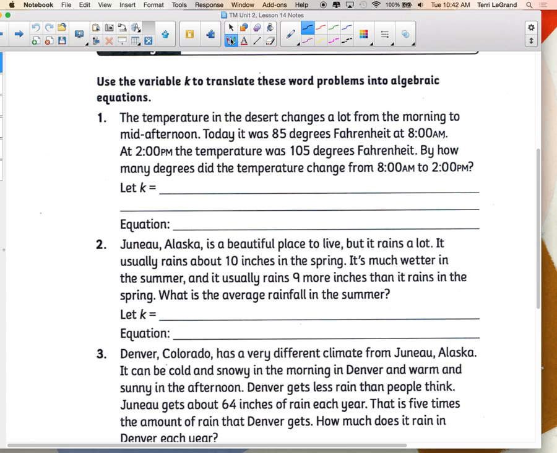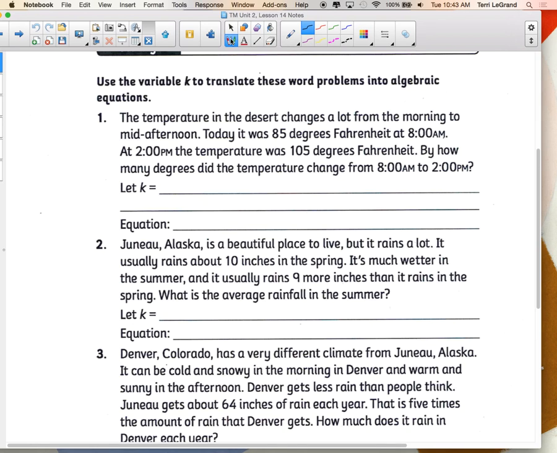Who wants to read the first problem for us? Go ahead, Marley. The temperature in the desert changes a lot from the morning to the mid-afternoon. Today it was 85 degrees Fahrenheit at 8 a.m. At 2 p.m. the temperature was 105 degrees Fahrenheit. By how many degrees did the temperature change from 8 a.m. to 2 p.m.? Okay, thank you, Marley.